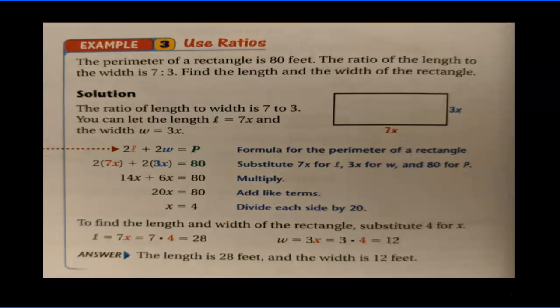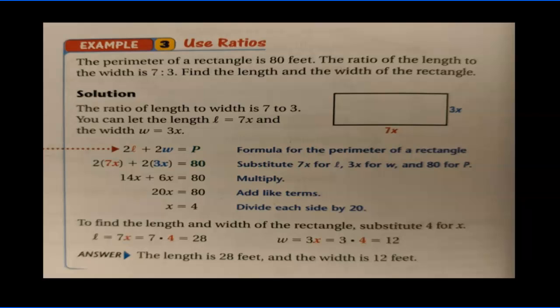Okay, let's look at another one. And this one's a little bit more thinking that you're going to have to do. It says the perimeter of a rectangle is 80 feet. The ratio of the length to the width is 7:3. Find the length and width.